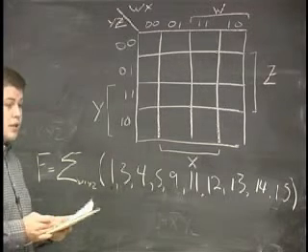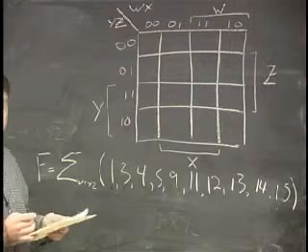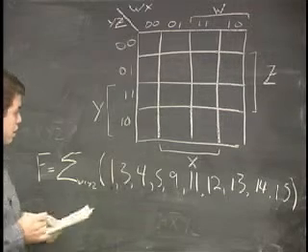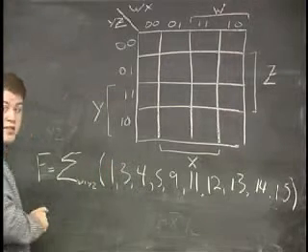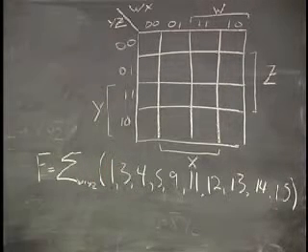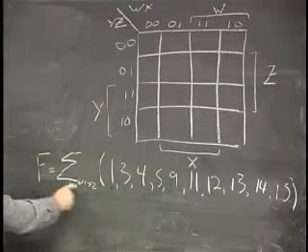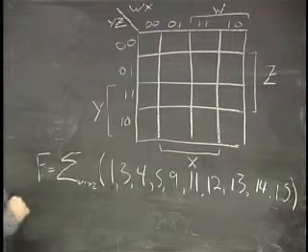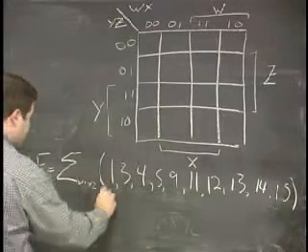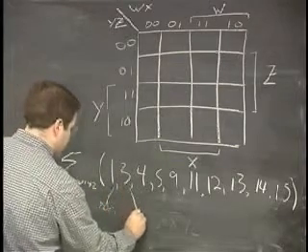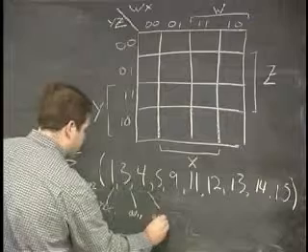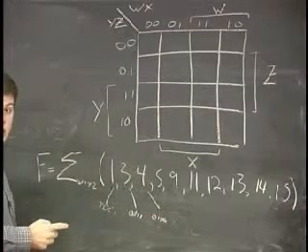So let's go over the 1, 3, 4, 5, 9. Each one of these numbers represents a WXYZ, okay? You translate it to binary. So this is 0, 0, 0, 1, this is 0, 0, 1, 1, 0, 1, 0, 0, and so on, okay? Now that makes sense.